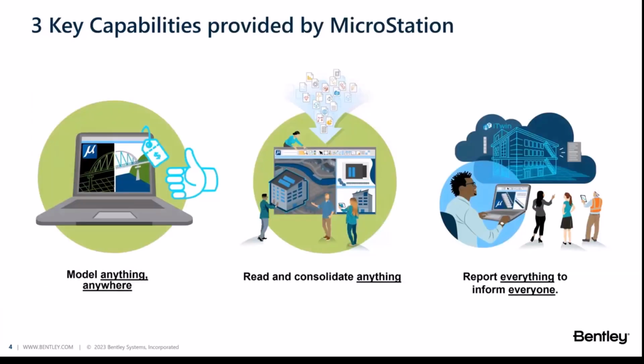So let's continue with the major topic of today, the three key capabilities provided by MicroStation. We have three major topics. First, model anything anywhere. Second, read and consolidate anything. And third, report everything to inform everyone. So let's take a moment to highlight these capabilities that can empower engineering in the transportation sector.